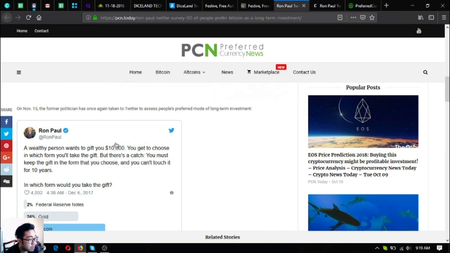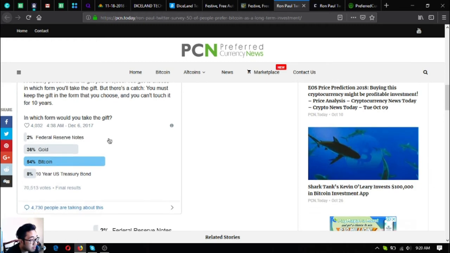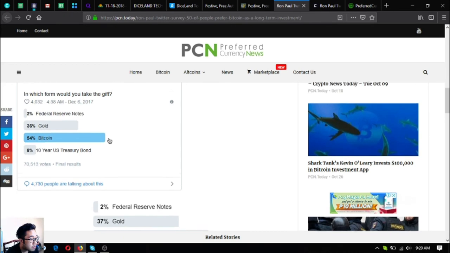On November 15, the former politician has once again taken to Twitter to assess people's preferred mode of long-term investment. So here is the tweet. A wealthy person wants to gift you $10,000. You've got to choose in which form you'll take the gift, but there's a catch. You must keep the gift in the form that you choose, and you can't touch it for 10 years. In which form would you take the gift? So, Bitcoin.